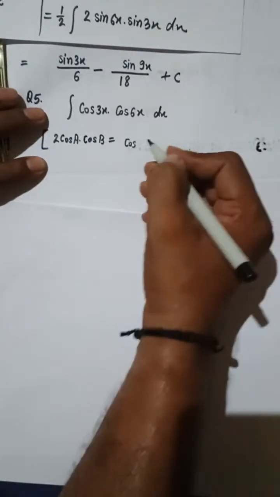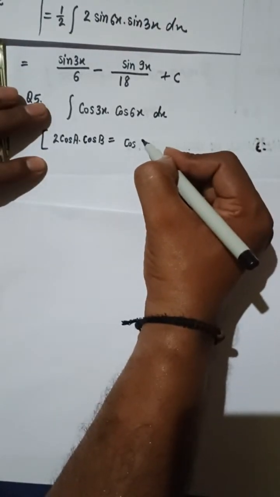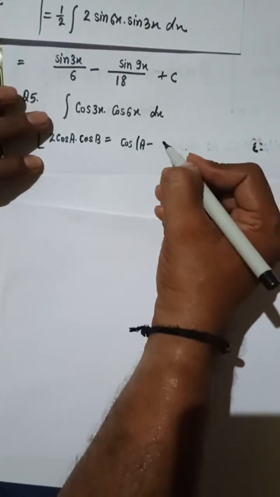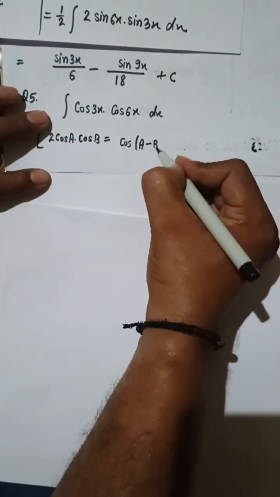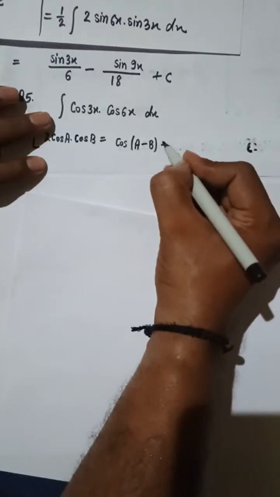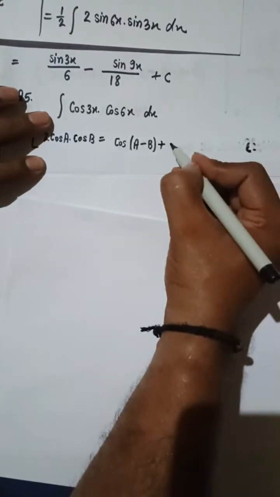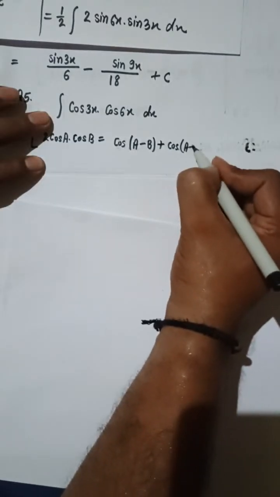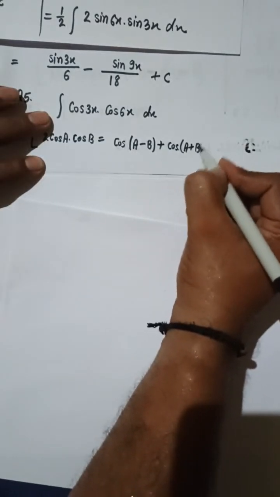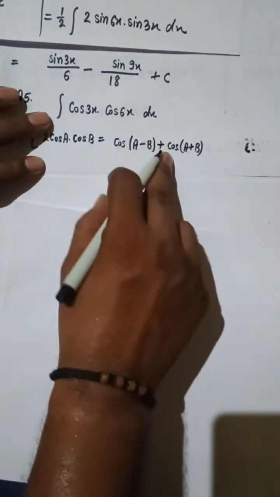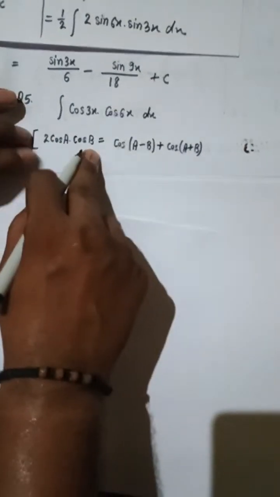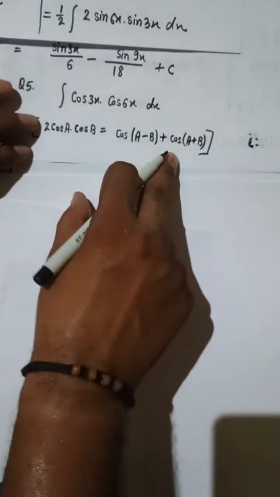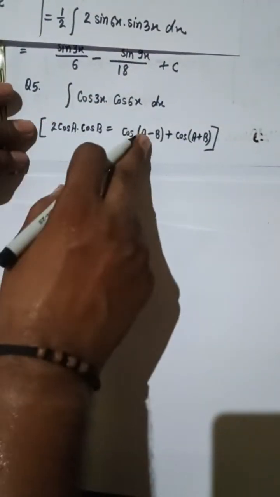Cos a minus b plus cos a plus b. I can write a minus b before that, it is better, because we know that it follows the commutative law, so a plus b and a minus b here. Both are cos, that's why I'm using this formula to transform this one into this form.